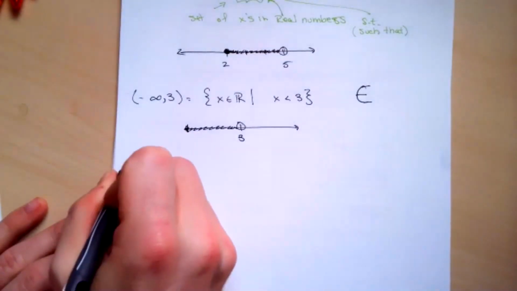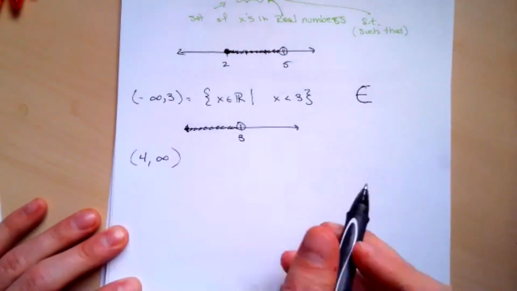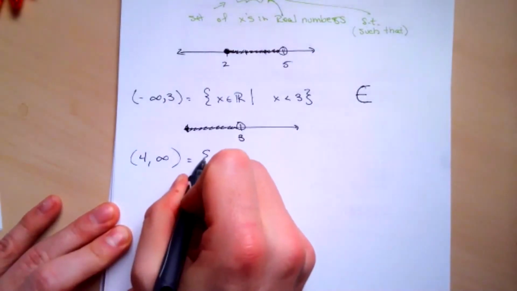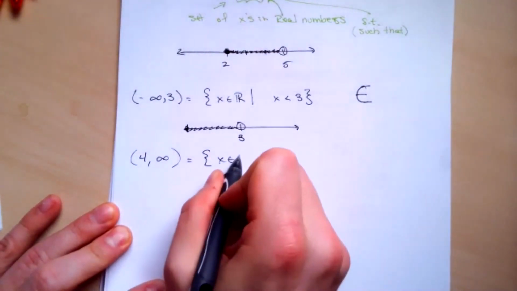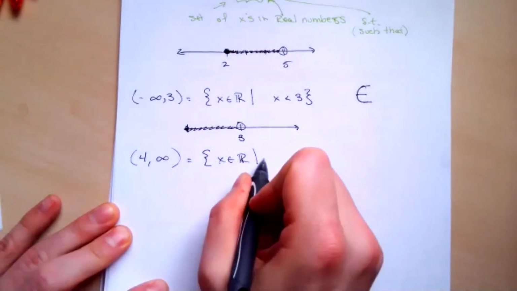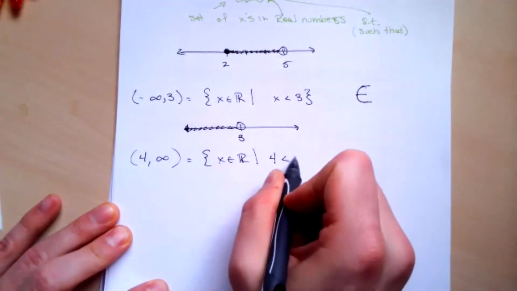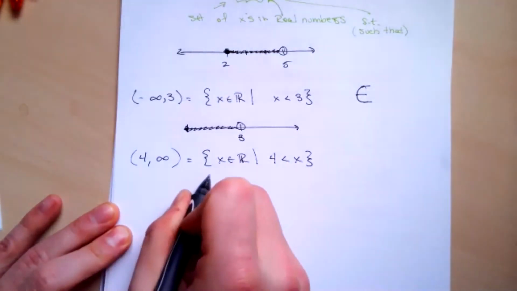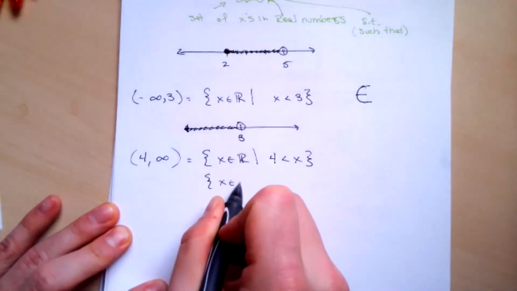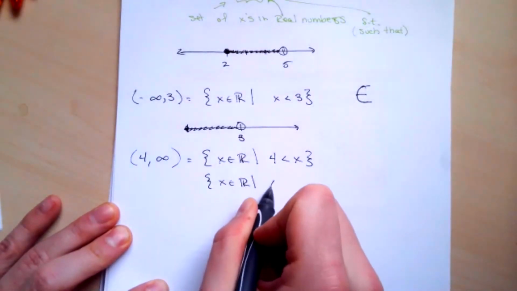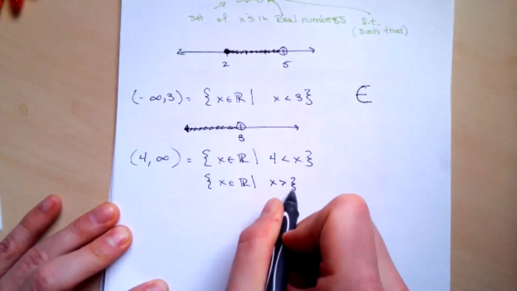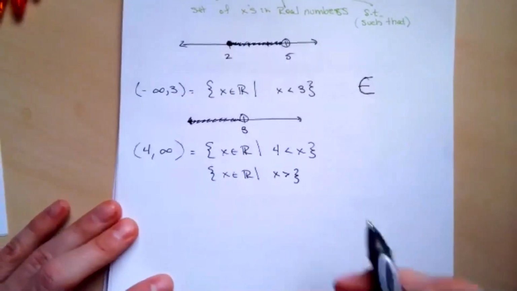Of course, greater than, if we're going off to positive infinity, we'll have x in R such that we can write it as 4 is less than x, or if you want to change the direction of the inequality, you can have x greater than 4. So all of those are the same thing.